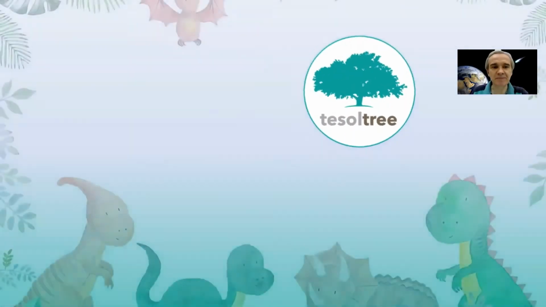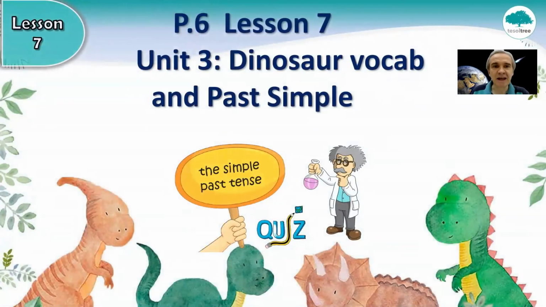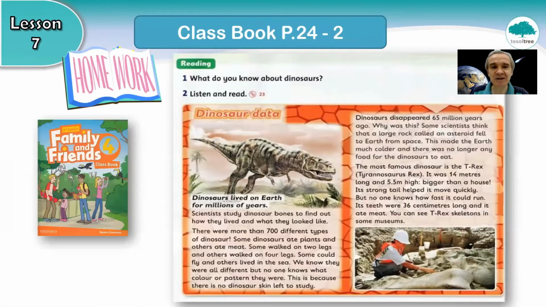In today's class, we're looking at Lesson 7, Unit 3, Dinosaur Vocabulary. But first, let's look at the homework from last class. We did listening and reading on page 24 of our class books. So let's check the answers.